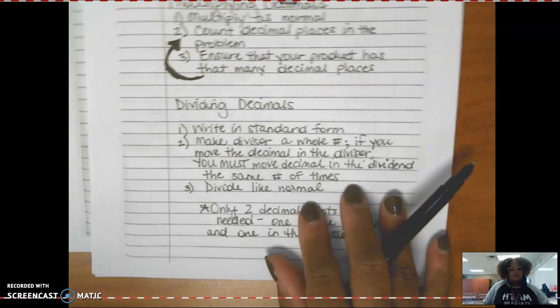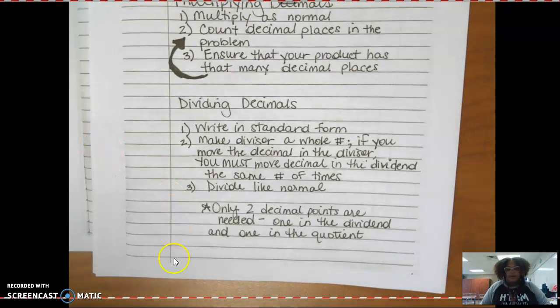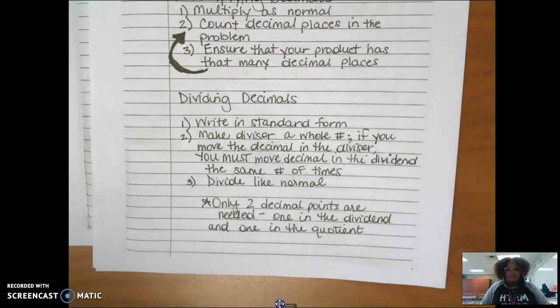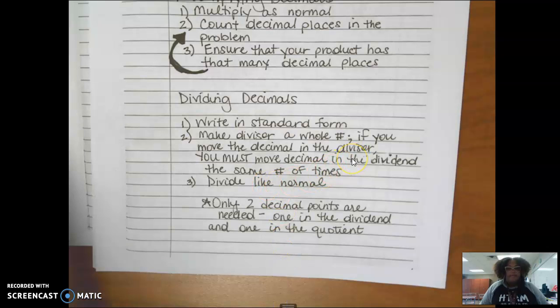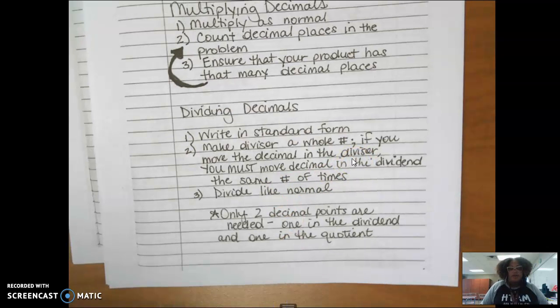Dividing decimals. You're writing your division problem in standard form, and then you must make your divisor a whole number. If you move your decimal in the divisor, you must move the decimal in the dividend the same number of times and divide like normal. Only 2 decimal points are needed in a decimal division problem, 1 in the dividend and 1 in the quotient.